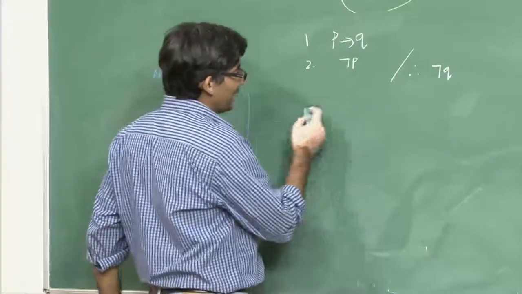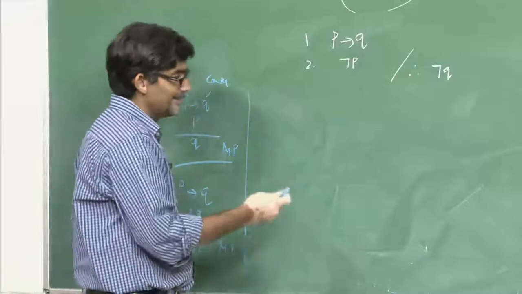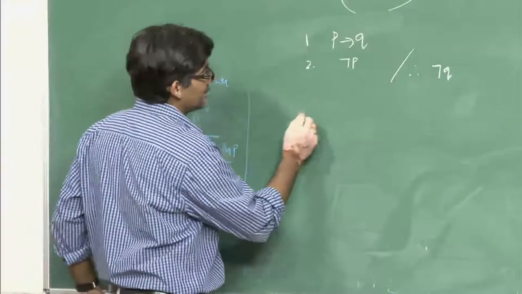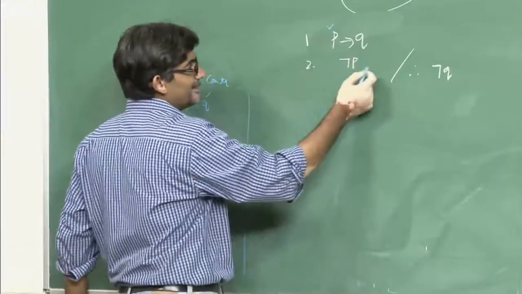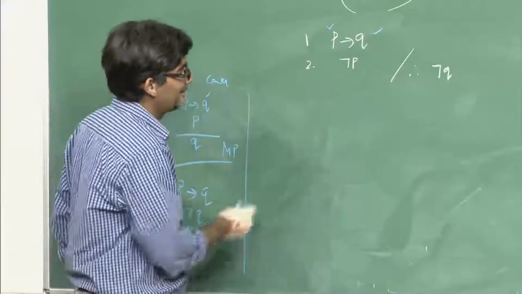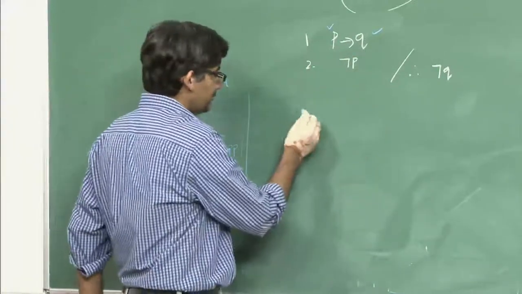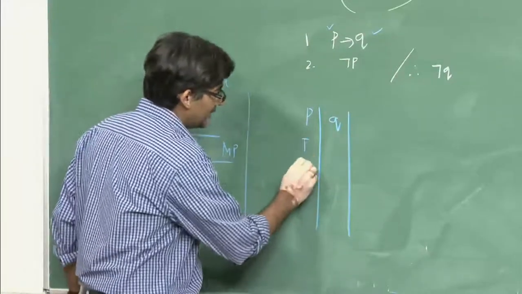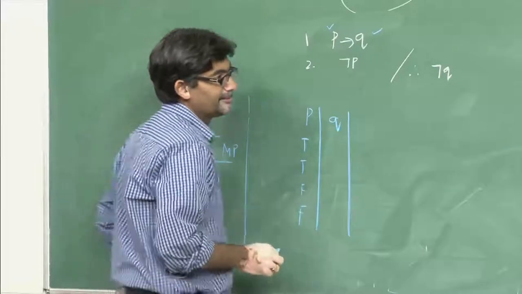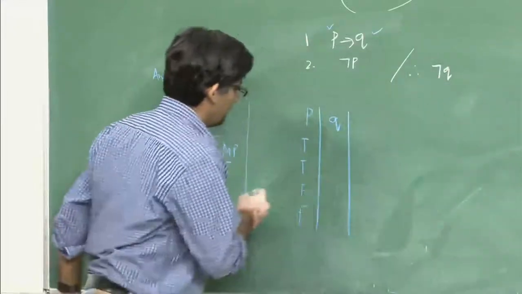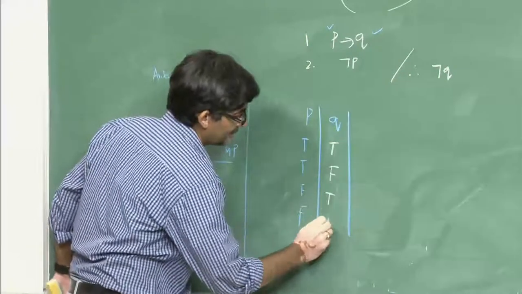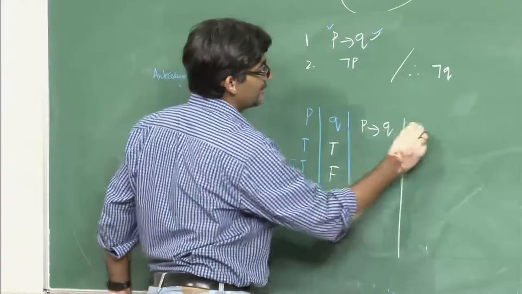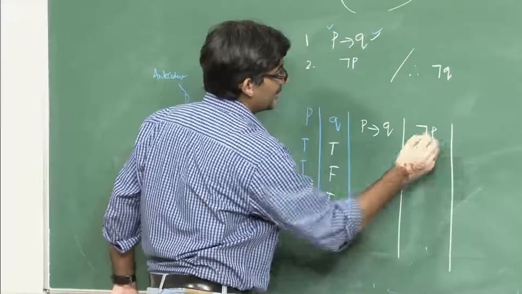So we want to see why it is an invalid argument using a particular decision procedure method which we have been talking about, that is truth table. So now what are the variables that exist here, P and Q? That means four entries are possible because there are two variables here. So you write down the same thing, T, T, F and F, and alternating T's and F's, and the formulas that we have are here, this P implies Q and you have not P.